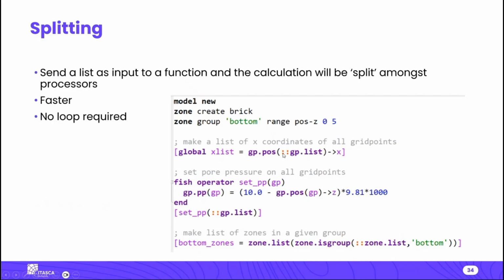So the syntax looks like this: :gp.list. I'm sending the whole list of grid points to this position function, and I'm getting the x coordinate, and I'm returning that and putting it into another list. So what this does is it gives me a list of floating point numbers, and these are the x coordinates of every grid point in the whole model. And it does this in one shot. I don't need to write a loop. I just send it the whole list to the function.